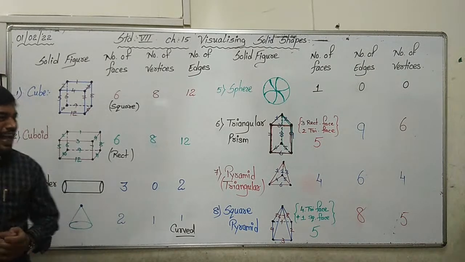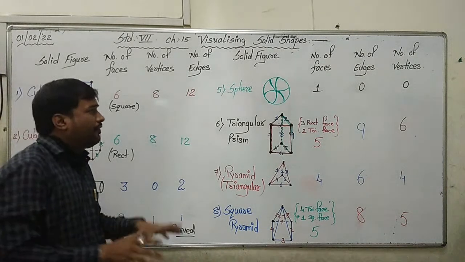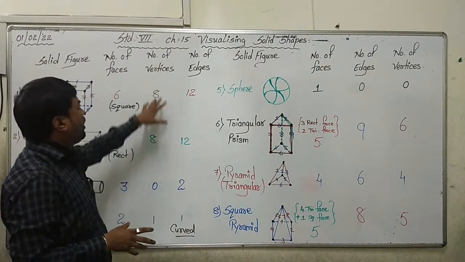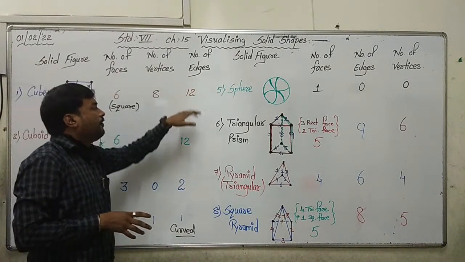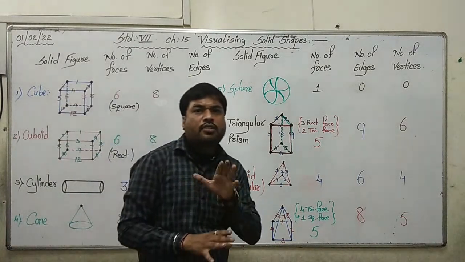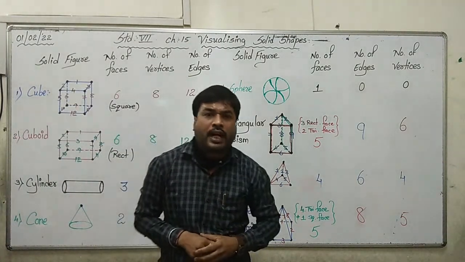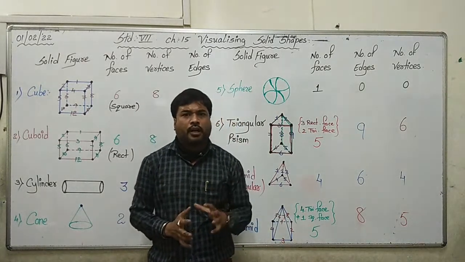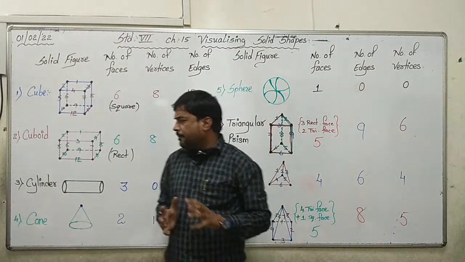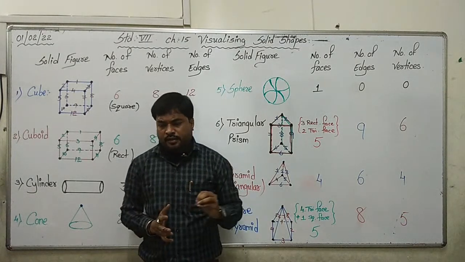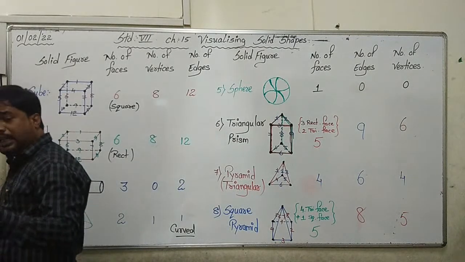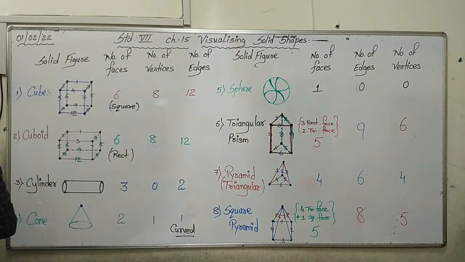Right? So I hope now we are very familiar with how to find the number of faces, the number of vertices and the number of edges of a given solid figure. Can you find them now? It is very easy to find this type of examples, right? Hope you have understood this. Now let's move on to our today's last topic, that is a net.